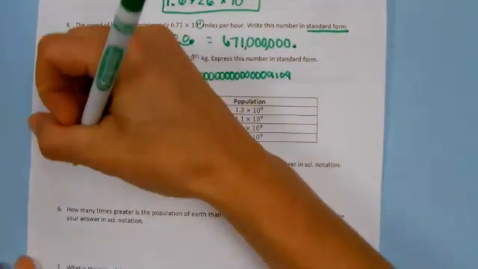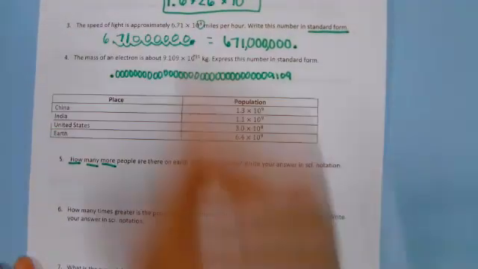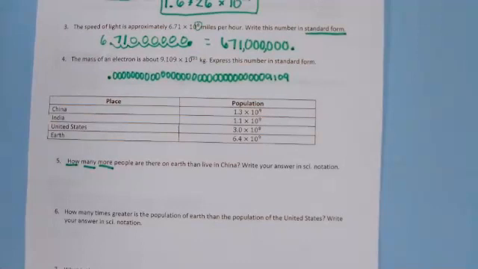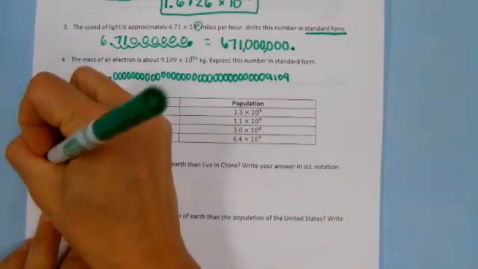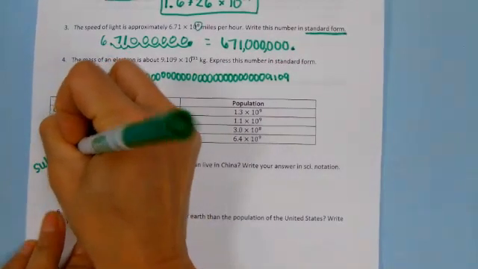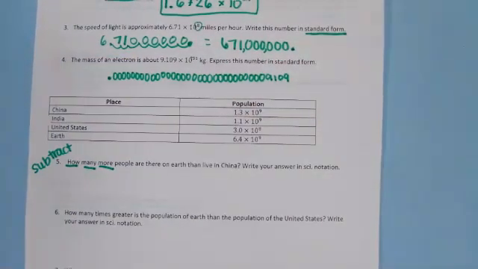Number 5, how many more? How many more? So those 3 words came in our bell work today. How many more means what? Right away. Subtraction. It doesn't say how many times more. It says how many more. This means we are going to subtract. How many more people are there on Earth than live in China? Write your answer in scientific notation.